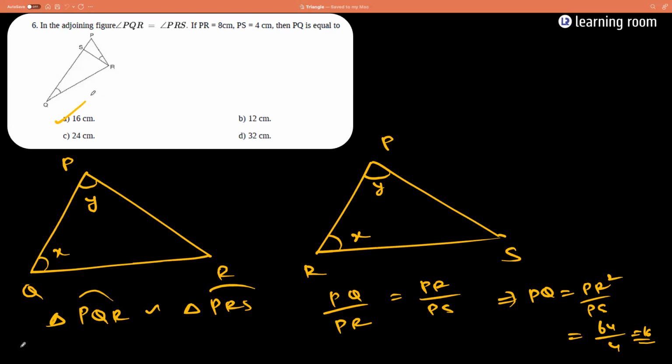You understood how I found the similarities? It is because of angles. So what criteria? According to the AA criteria, they are similar. Okay. Next.